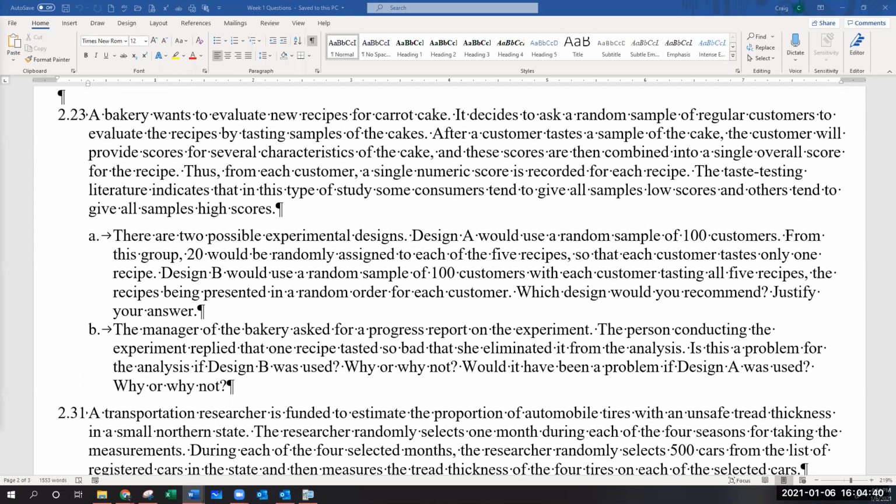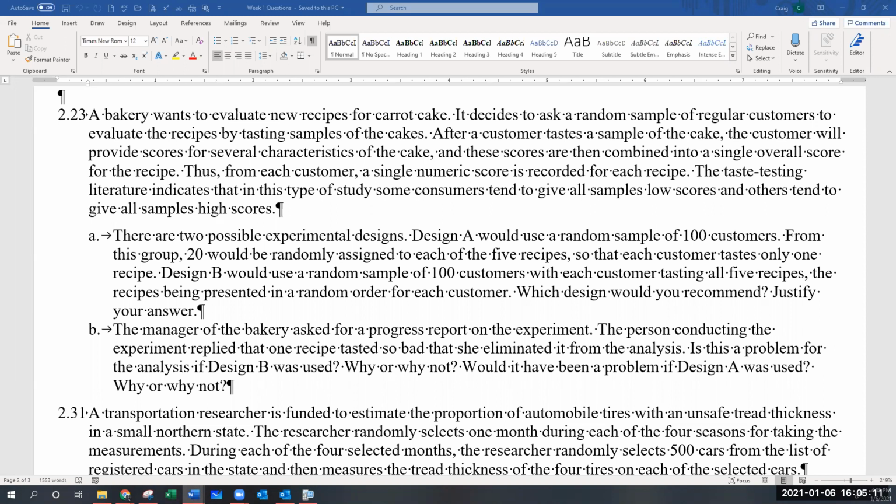Yeah, I really think 2.23 is one of those where you could make a pretty good argument for either design, in all honesty. The reason why design B is the better option is because the experimental units are not homogeneous. That's because one group of consumers gives uniformly low scores and the other group gives uniformly high scores, no matter what recipe is used.